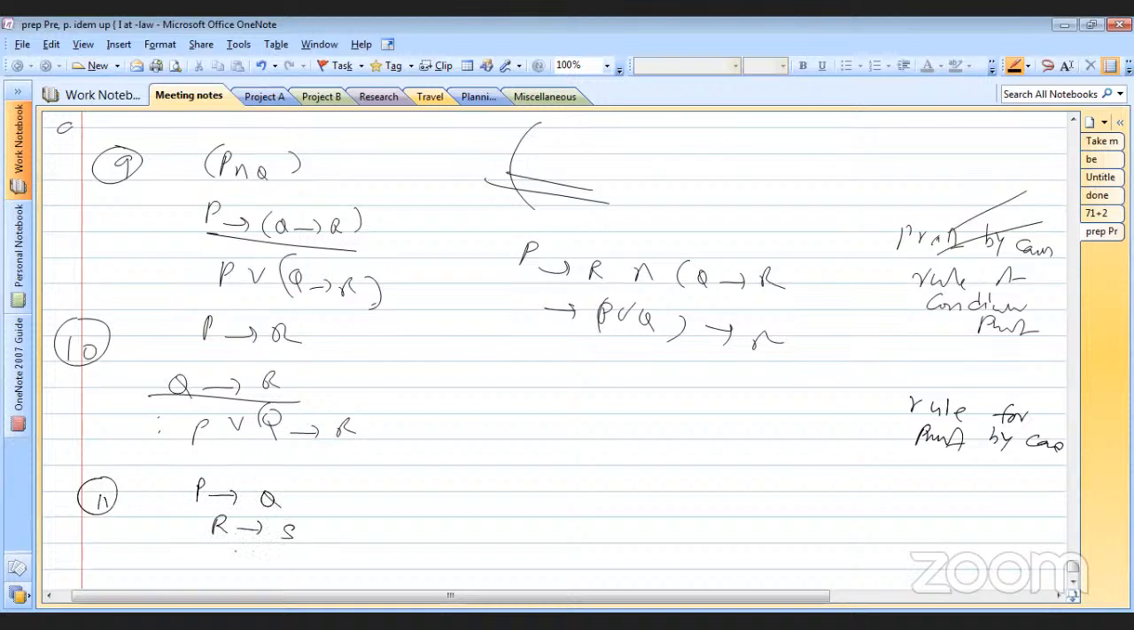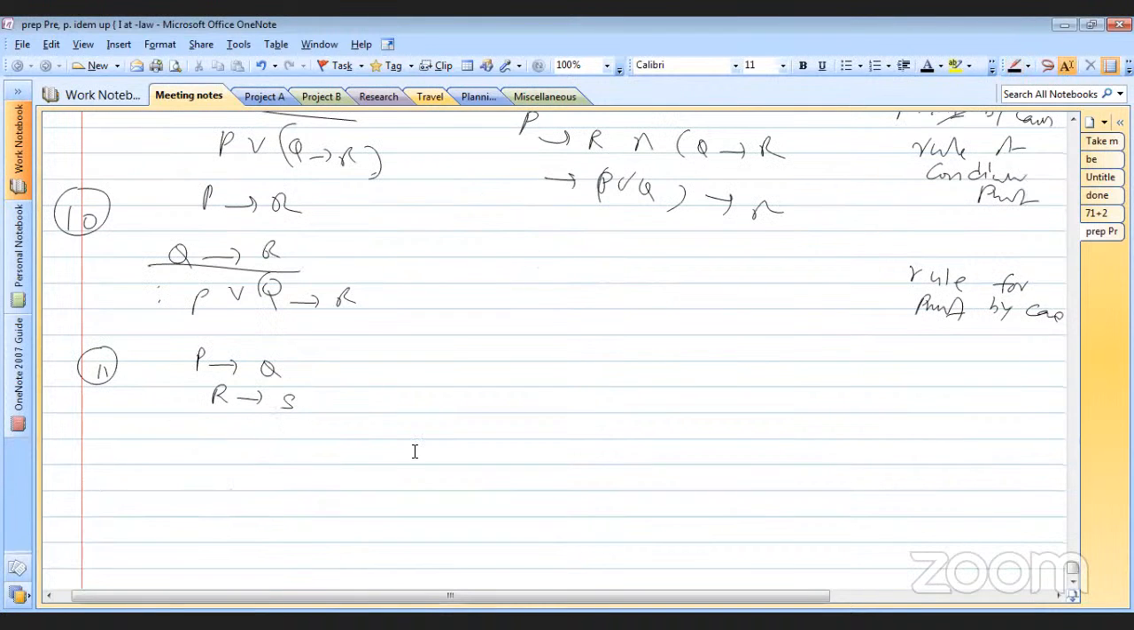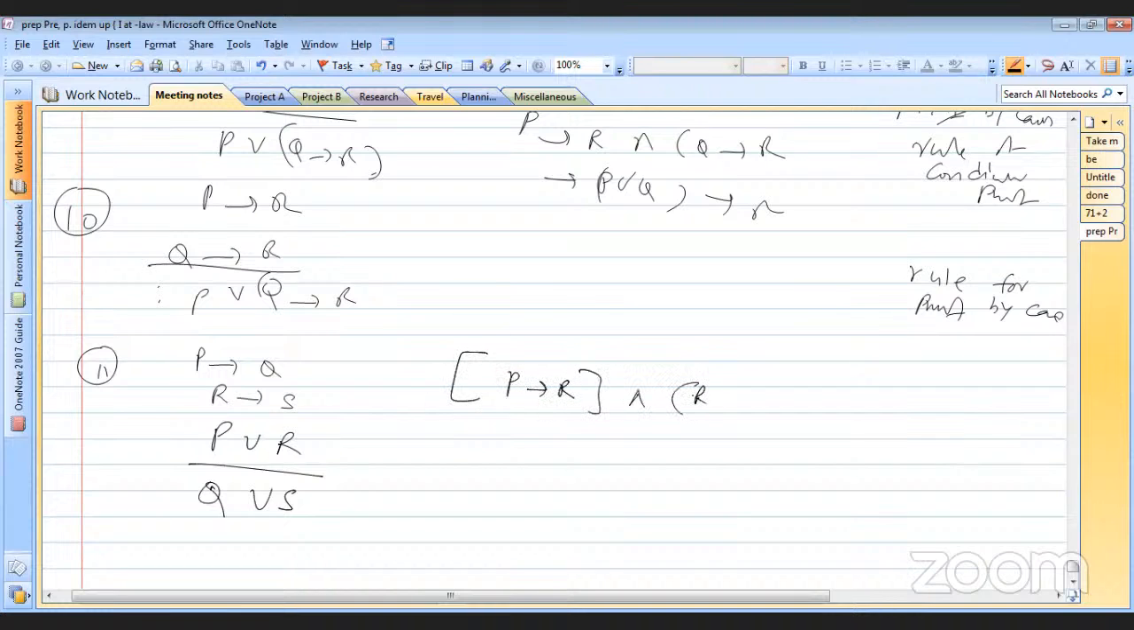P implies Q, R implies S, then P or R, we can take that this is Q or S. That is, we can write the rule: P implies Q, R implies S, P or R, then Q or S. This is the rule of dilemma.